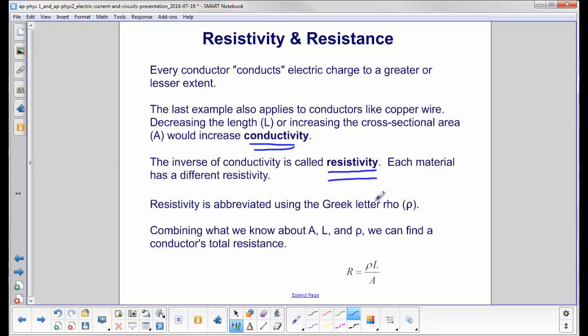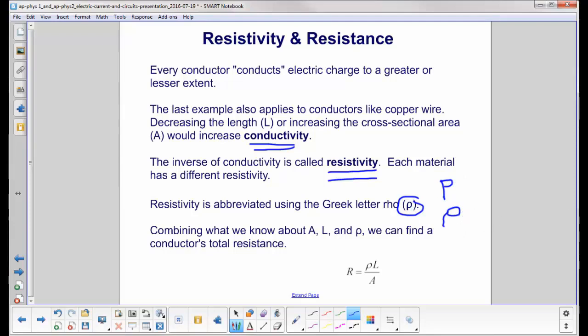We will abbreviate resistivity with the Greek letter rho right here. Very similar to a P. P is kind of like this. A rho is a little more curvy, okay? And you use that for resistivity.